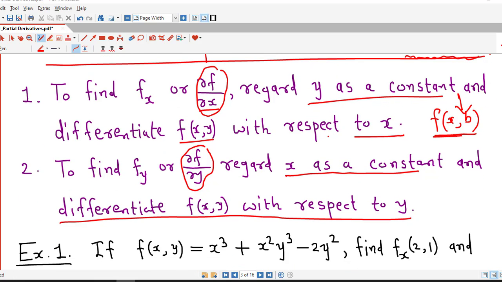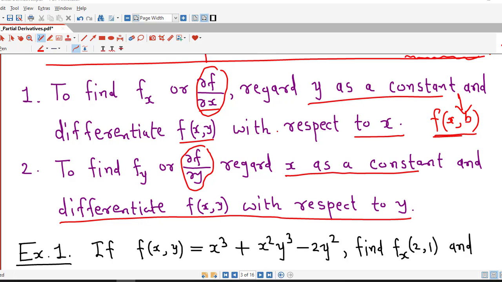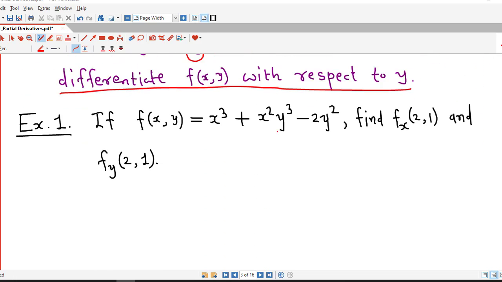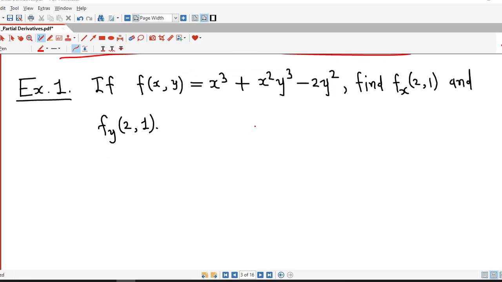So in this way we can calculate partial derivatives. We just have to remember the formulas for ordinary derivatives which we have studied at school level. So we consider some examples. Here we are given a function of two variables x and y, and we try to find the partial derivatives of this function.